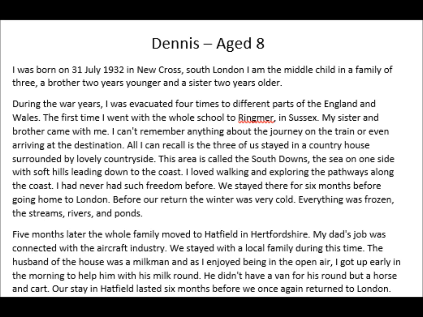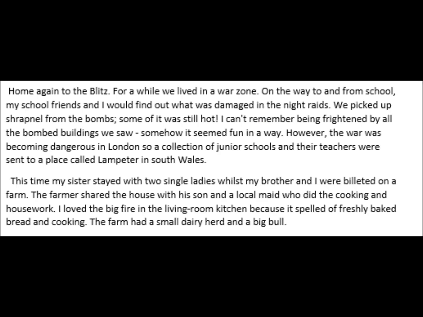Home again to the Blitz. For a while we lived in a war zone. On the way to and from school, my school friends and I would find out what was damaged in the night raids. We picked up shrapnel from bombs. Some of it was still hot. I can't remember being frightened by all the bombed buildings we saw. Somehow it seemed fun in a way.